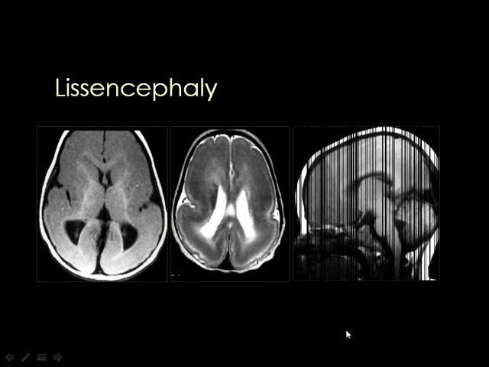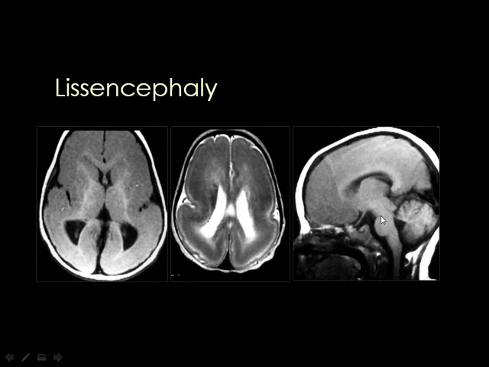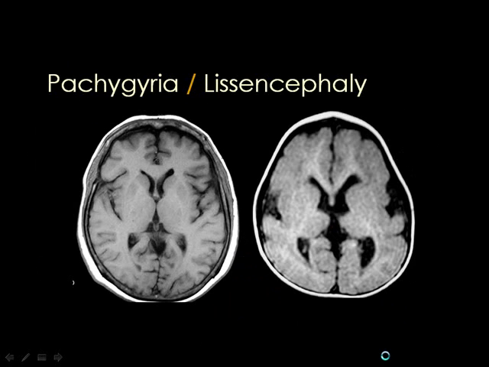Here is the Lissencephalic brain, and in the sagittal image you can see that the brain stem is slightly hypoplastic. Then we come to a step before the agyria, which is the pachygyria. Pachygyria means that there are some gyri, but the gyri are broad and very thick. Look at the normal brain with the normal appearance and normal thickness of the gyri. But here in the pachygyria, you can see that the gyrus is very thick.